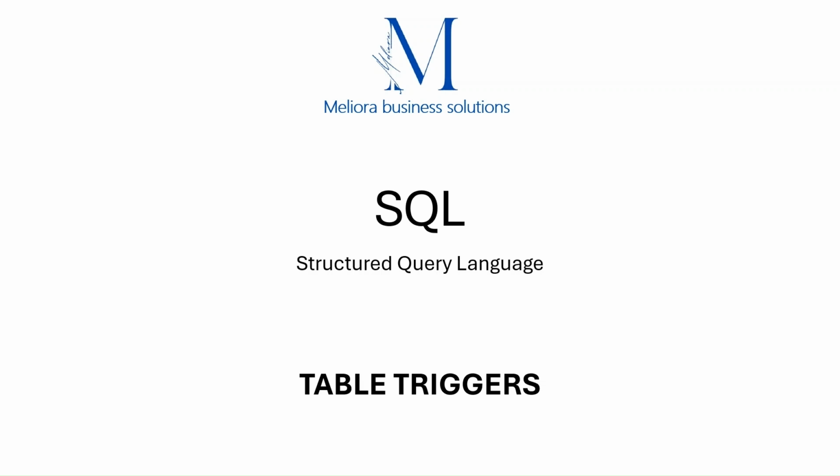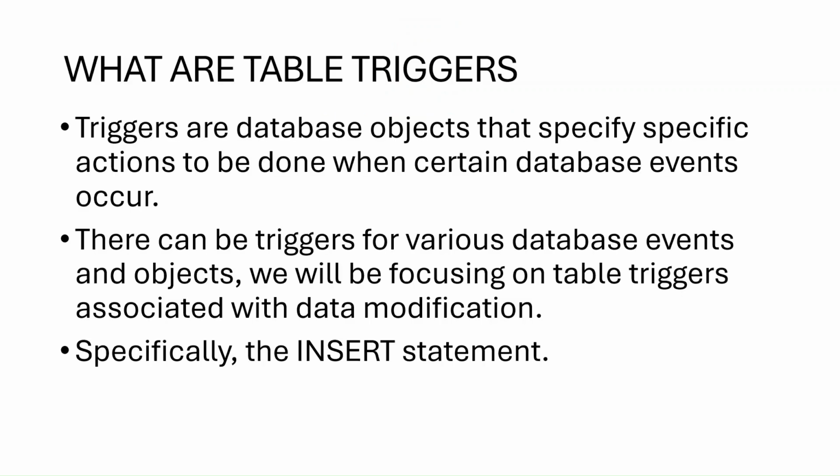Welcome. So in today's lecture, we're going to be looking at an introduction to table triggers in MySQL. First things first, what exactly are table triggers? Well, table triggers are database objects that specify specific actions to be done when certain database events occur. There can be triggers for various database events and objects. For this particular video, we're going to just be focusing on table triggers, which is the default in MySQL.